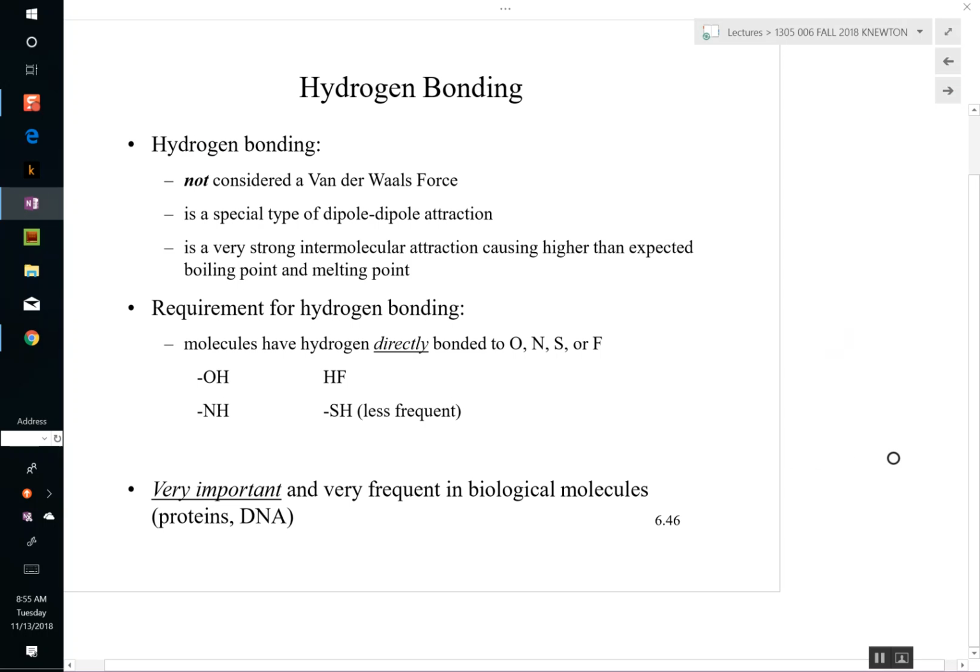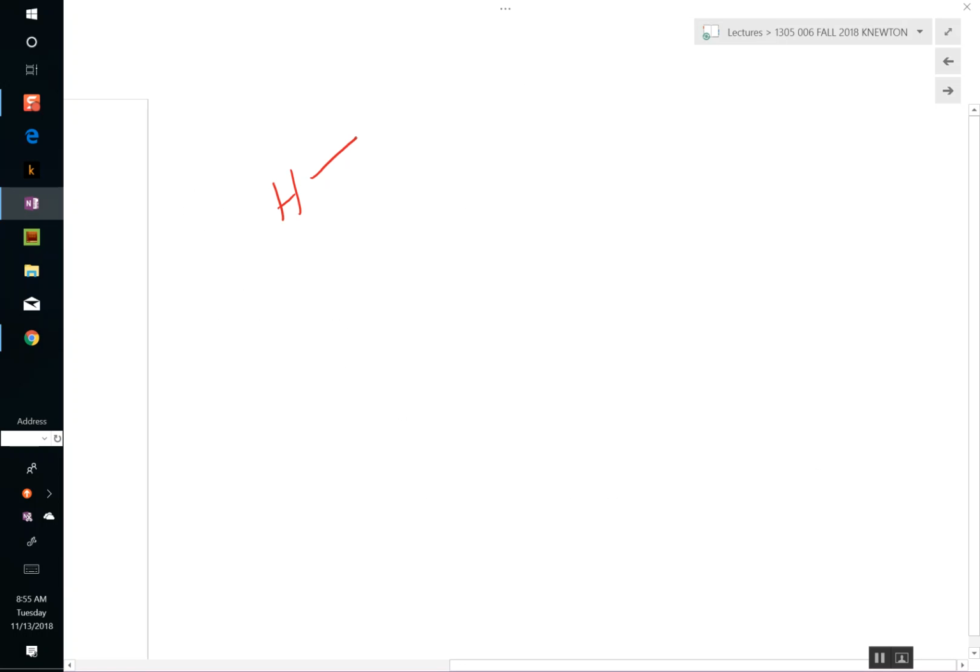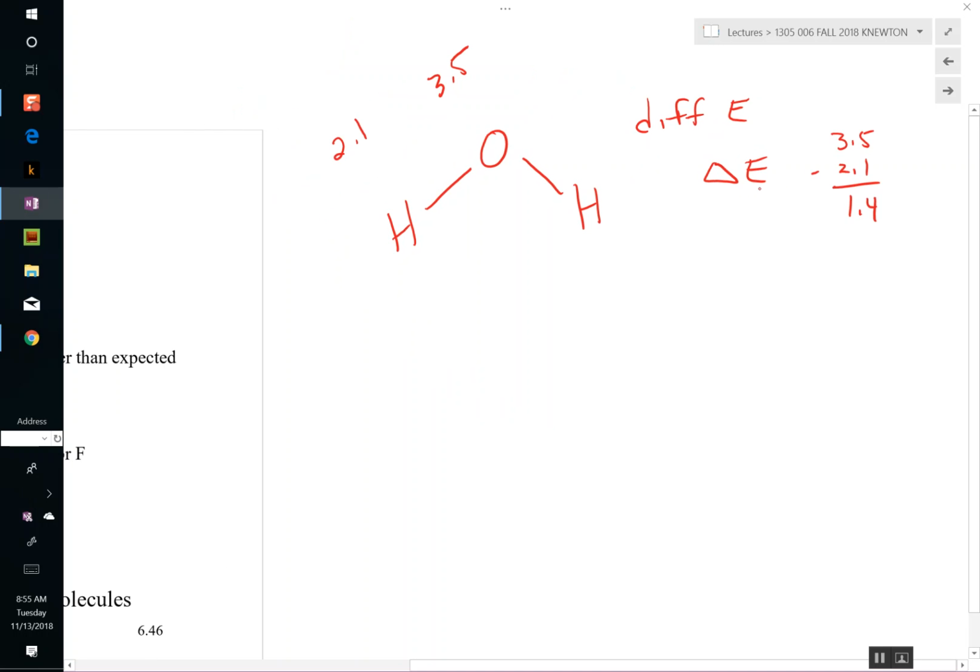I think we have gone over this before many times. Water, the water molecule. You've got a hydrogen on an oxygen. This has an electronegativity of 3.5. This has an electronegativity of 2.1. The difference in electronegativities, or what we called delta E, is 3.5 minus 2.1, which is 1.4. That's a big difference. And so we called this a polar covalent bond.